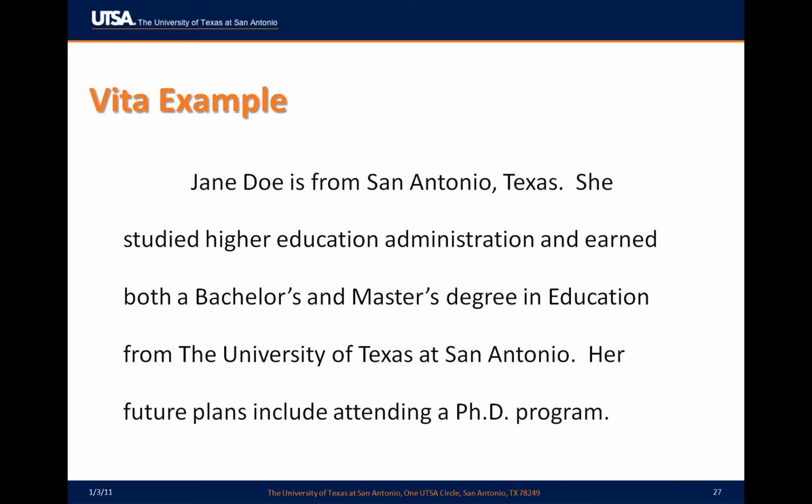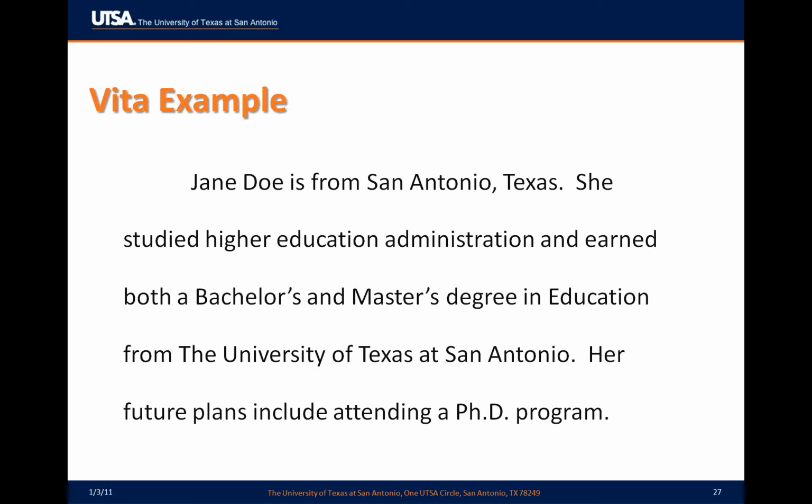Now here's an example of a short but sweet vita. Jane Doe is from San Antonio, Texas. She studied higher education administration and earned both a bachelor's and a master's degree in education from the University of Texas at San Antonio. Her future plans include attending a PhD program. So you can see that Jane happened to keep this in third person. She did this, she did that. Instead of saying I studied, she kept it about her academic history.